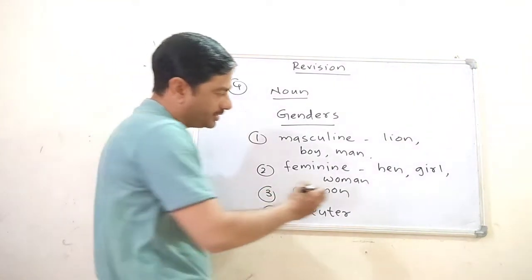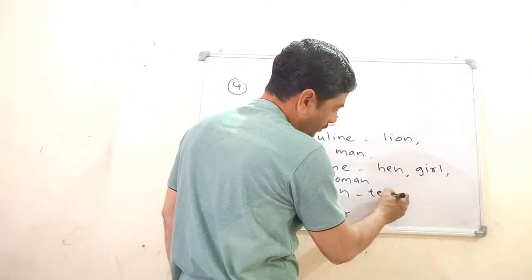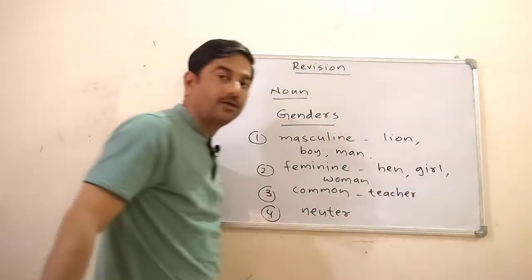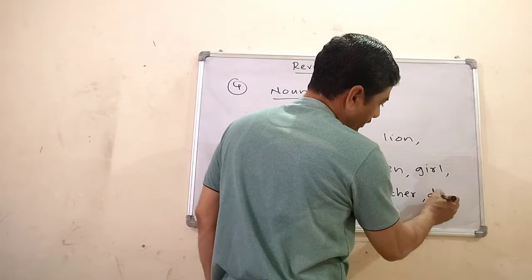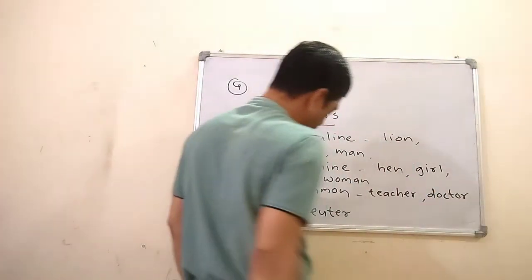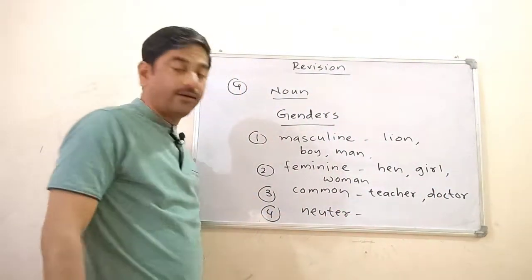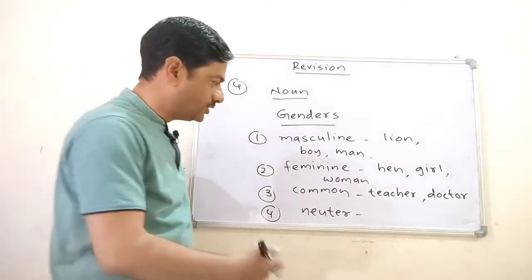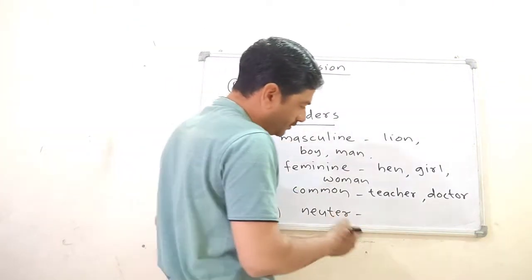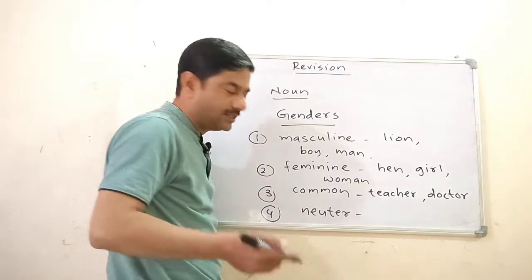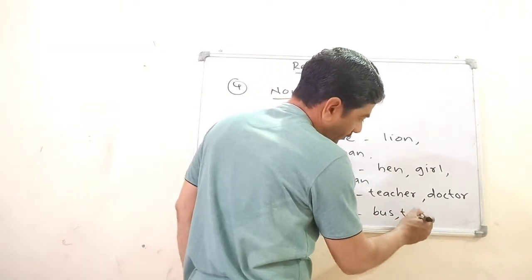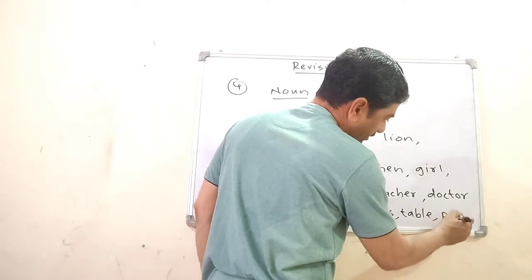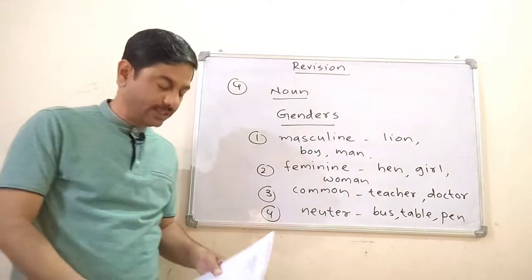Then common gender. See, teacher, it is a word which is used for both male and female. So teacher, doctor. These are some of the examples of common gender. Then neuter gender, for things. Bus, table, pen. These nouns are of neuter gender.